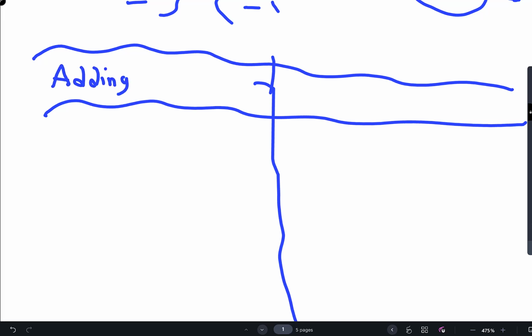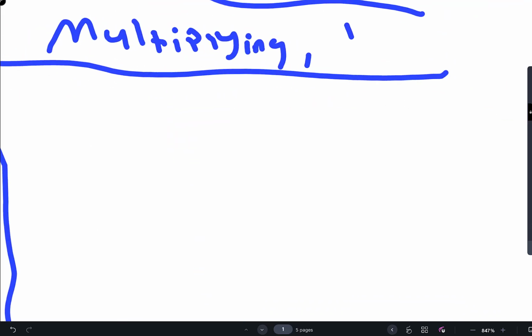Adding and subtracting, multiplying and dividing.